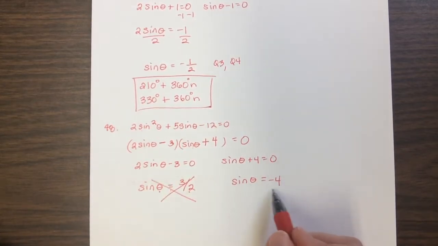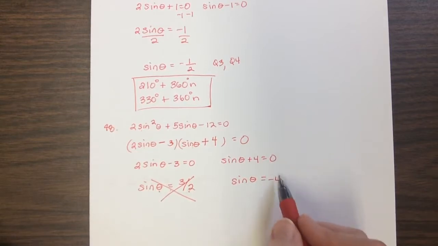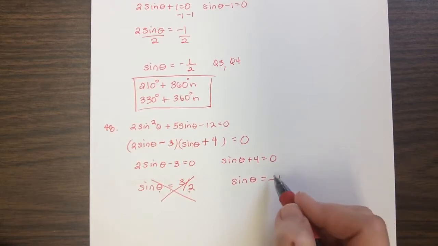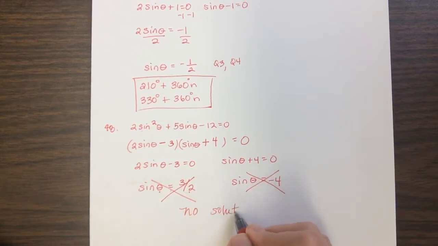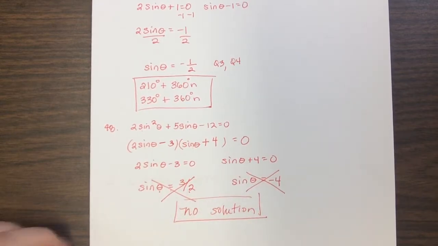Alright, same thing over here. The sine of what angle is -4? Well, I'm never going to get anything out of here that's less than -1. So that doesn't work either. So in this case, there's no solution. Okay?